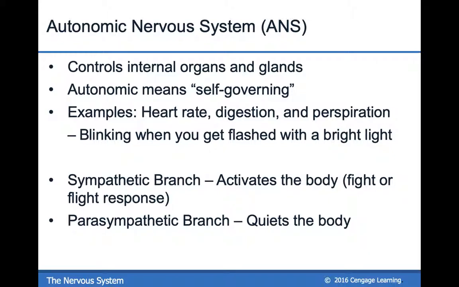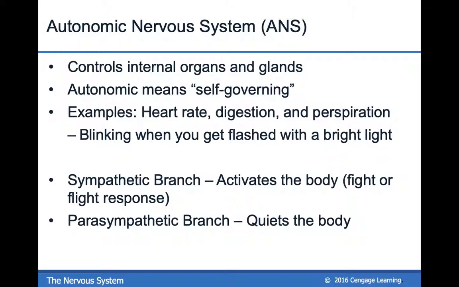This controls our internal organs and glands. Autonomic kind of sounds like automatic. It means that it's self-governing. We don't have control over this. So for example, our heart rate, digestion, perspiration, and a lot of our reflexes are autonomic. If I put a really bright light in your face or flash my camera flash at you, you're going to blink your eyes. And that's that automatic response.